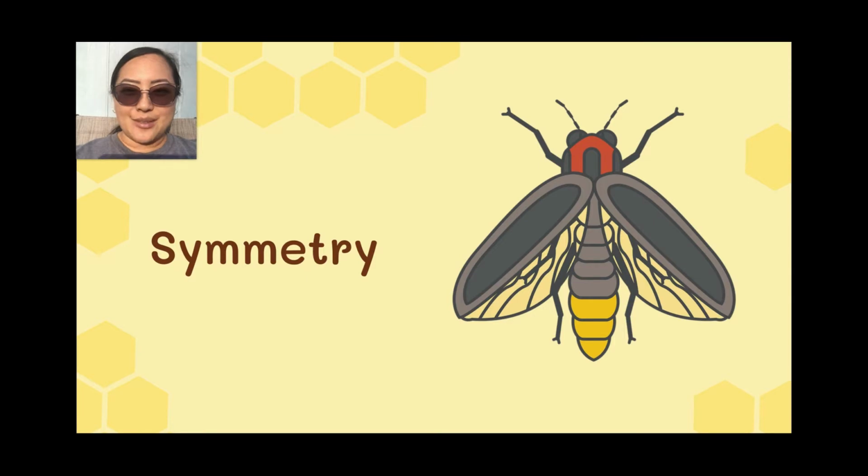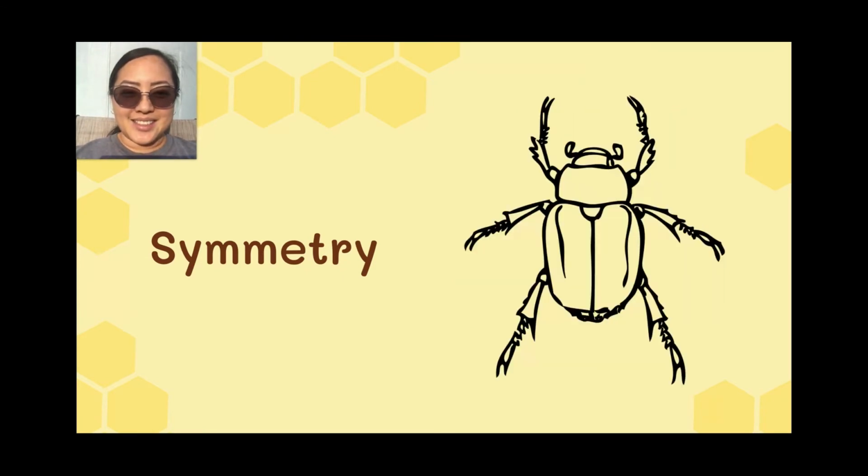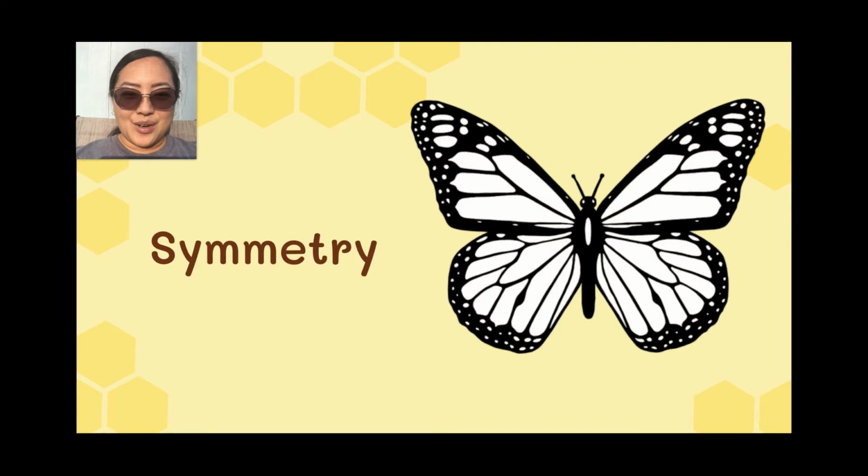And of course, following along with our theme, insects. Insects have symmetry. Wings on either side of that red line, eyes. This insect also shows symmetry. And of course, this beautiful butterfly. It has symmetry. The patterns are the same on either side of that red line.